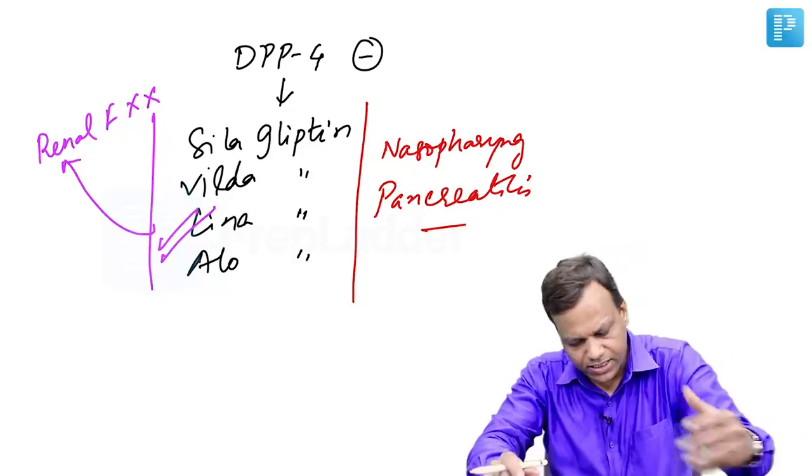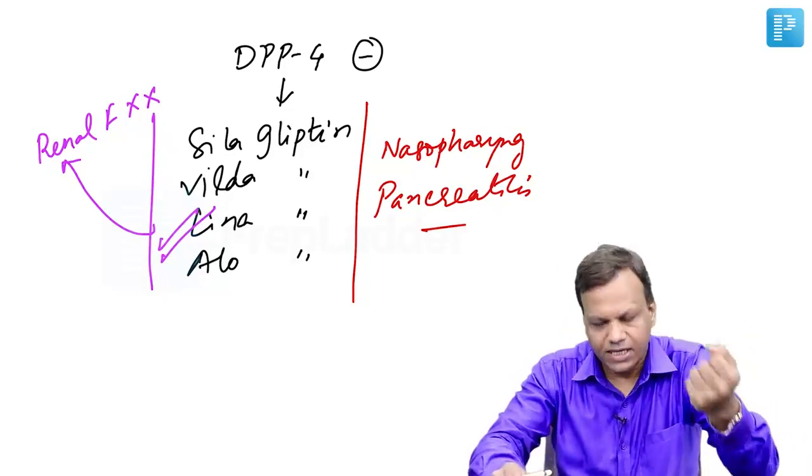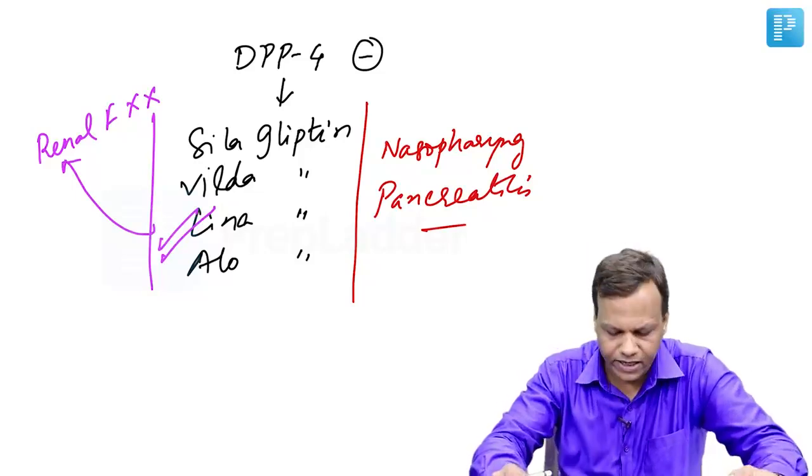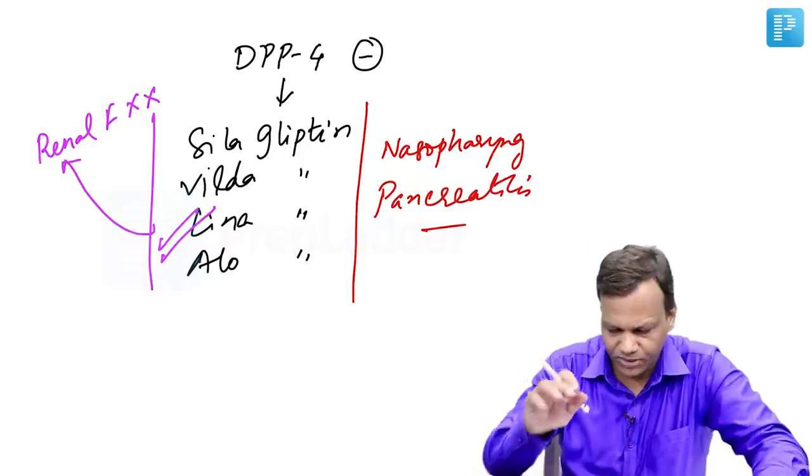So you can remember it in Hindi: linagliptin, the name says कि अगर किडनी फेल होगी तो भी लेना है, इसलिए इसको linagliptin कहते हैं. Linagliptin is safe in renal failure. So this is the first new strategy in diabetes.